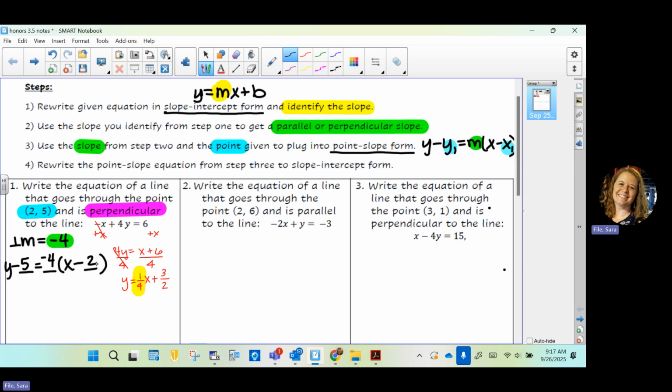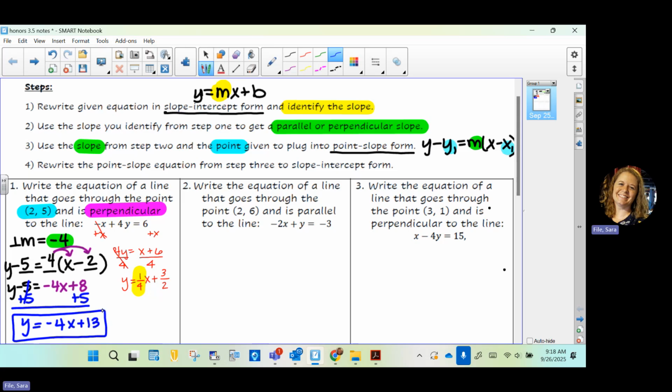And now they did tell us here in step 4 to rewrite it to slope intercept. So I am going to go ahead and solve this now. So then I would distribute, and then I would have to move the 5 by addition. So I end up with y equals -4x plus 13.